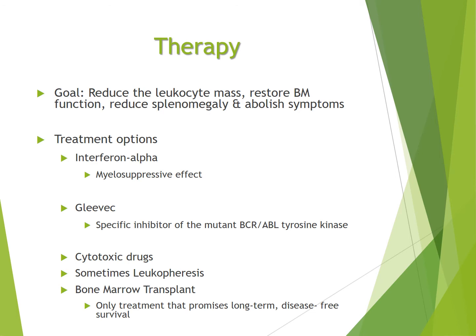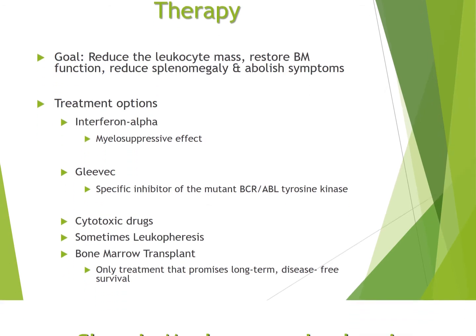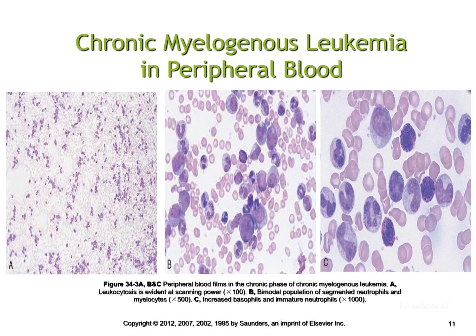But modern therapies involve the use of a synthetic protein that binds the abnormal BCR-ABL protein, blocking that tyrosine kinase activity and reducing the signal transduction activation. So here's what the clinical picture of your peripheral blood would look like. You see many different stages of neutrophil maturation in addition to many types of increased basophils.